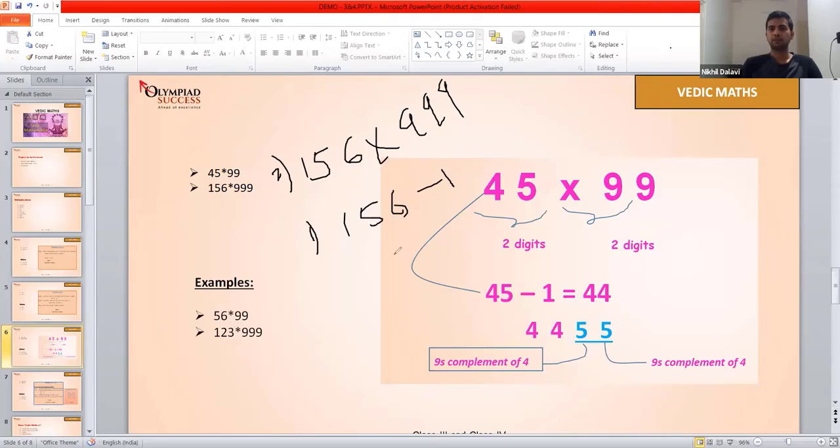Great, I will write it as 155. Okay, so after writing 155, what will I do next? Yes, I'll put 3 hyphens. So now, why do I need to put 3 dashes or 3 hyphens? Why do I need to put that?